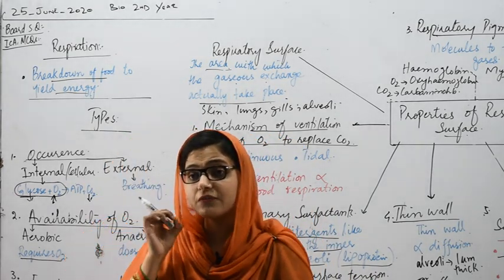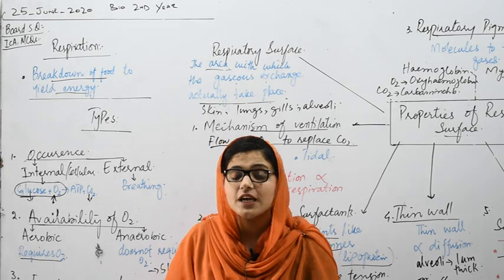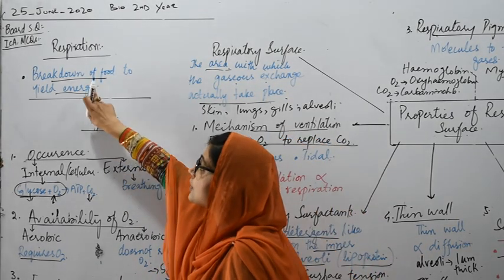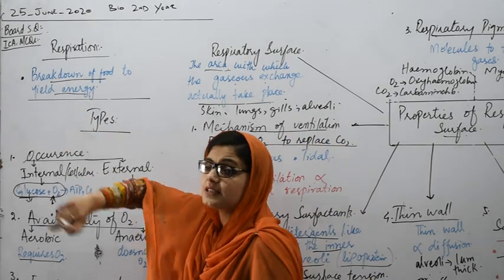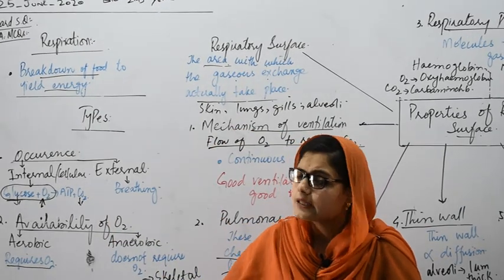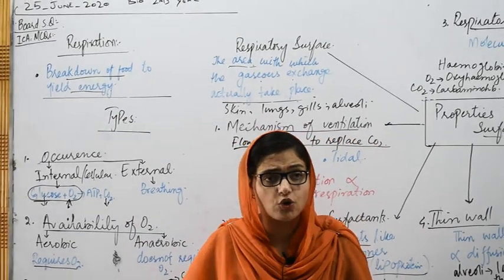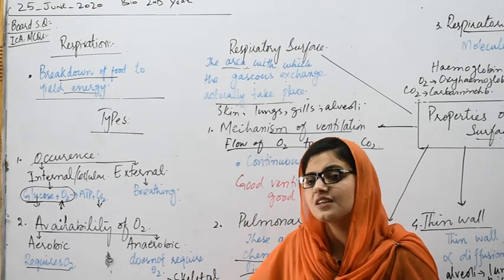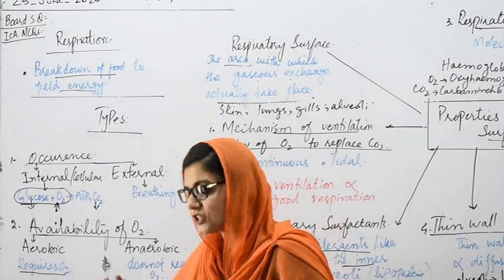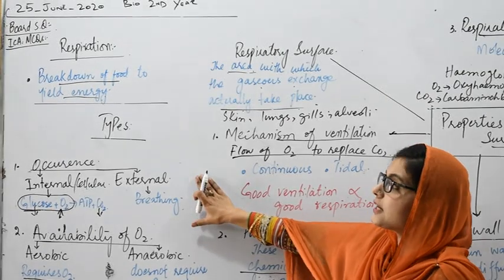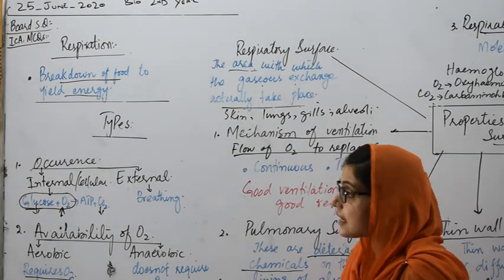Okay, but if we generally talk about respiration, then we would say that the breakdown of the food to yield energy is called respiration. Okay, that can be aerobic, that can be anaerobic, in which we can use the term oxidation or without oxygen. Okay, so then comes the types of respiration.